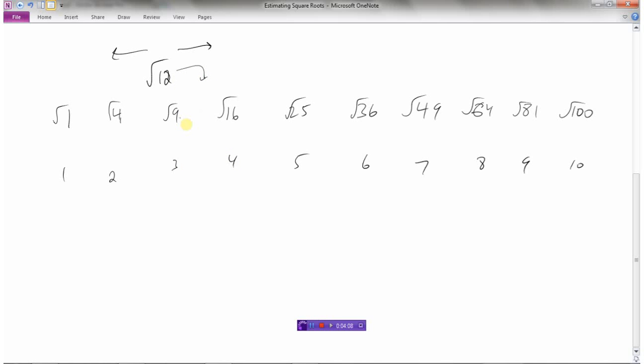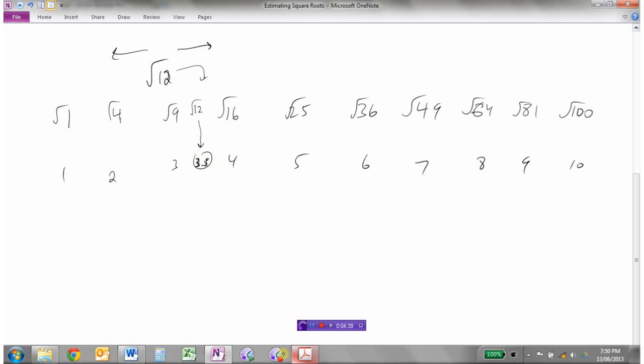Is it close to 9, in which case the answer would be close to 3? Or is 12 close to 16, in which case the answer would be close to 4? Or does it fit somewhere right in the middle? And I think when you look at it, you can see that 12 is pretty close to the middle. 12 is only 3 more than 9, and 16 is actually 4 more than 12. So I'm going to take a guess here and say that the square root of 12 is about 3.5, somewhere right in about the middle.